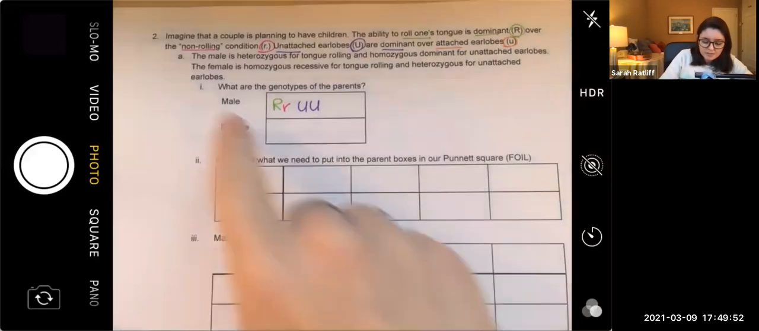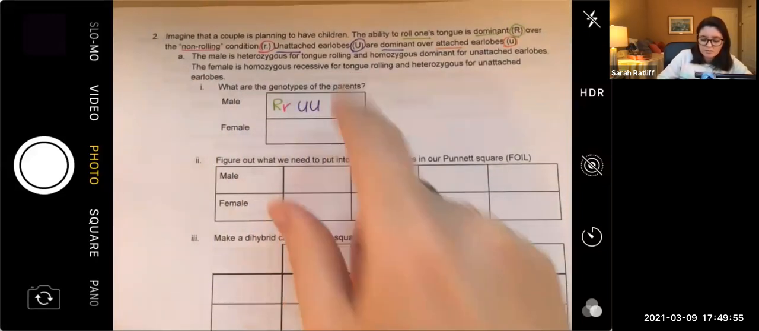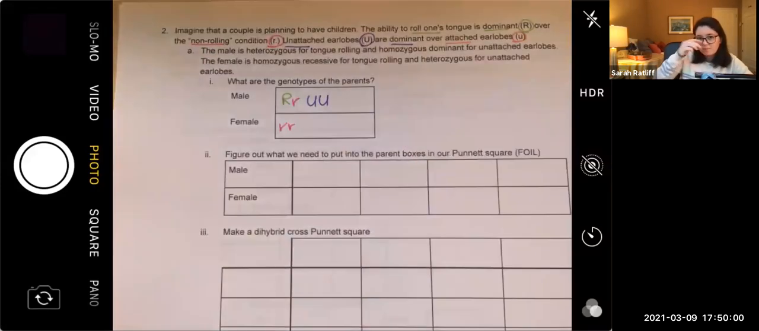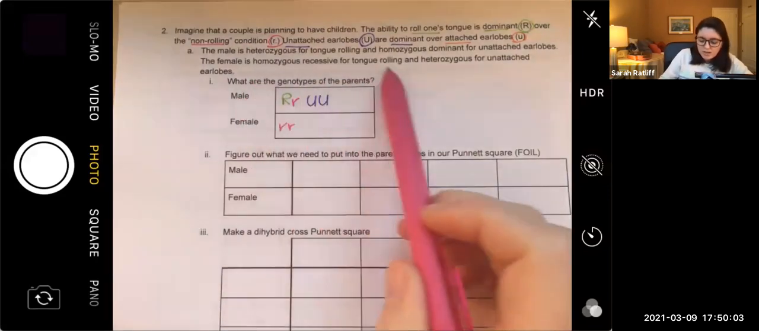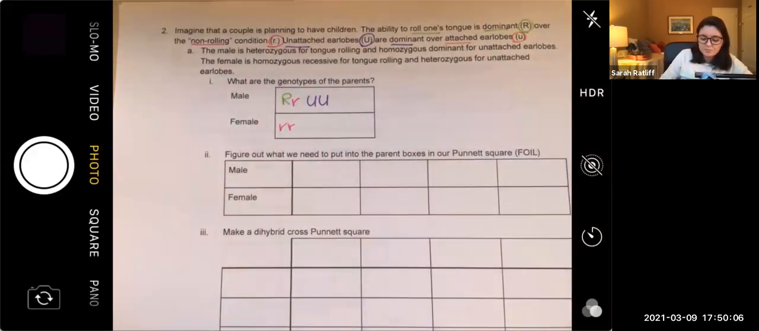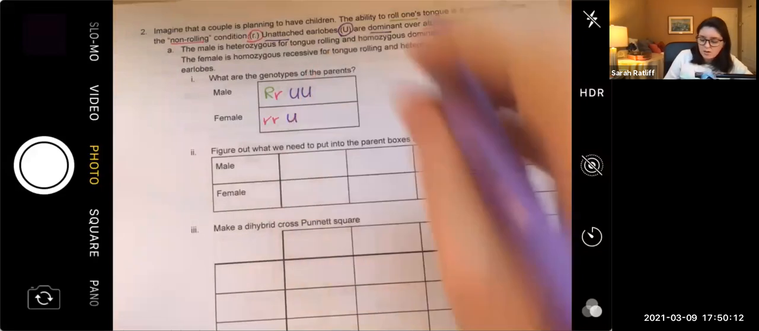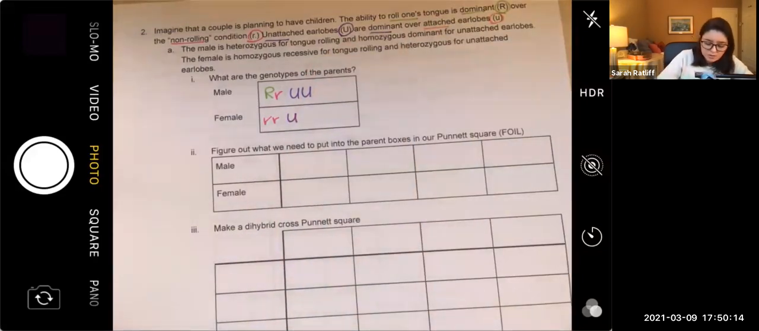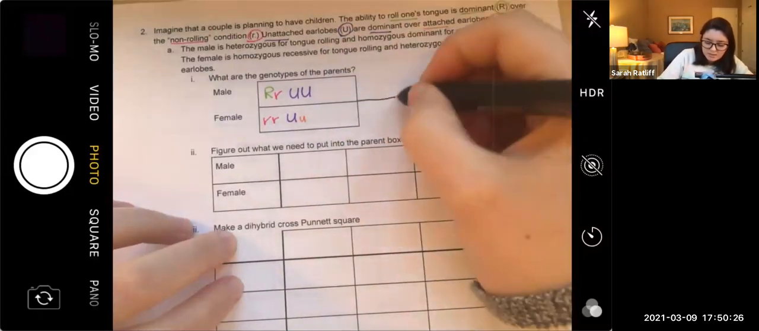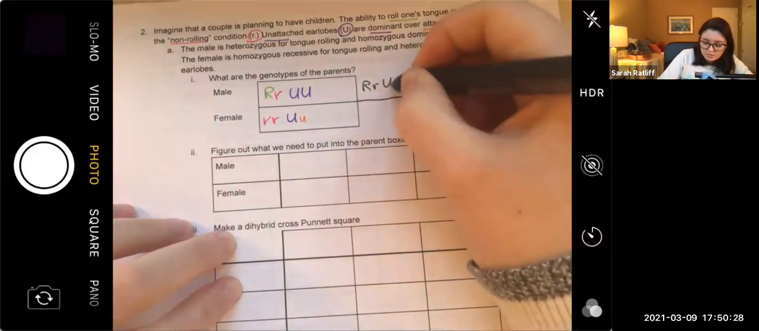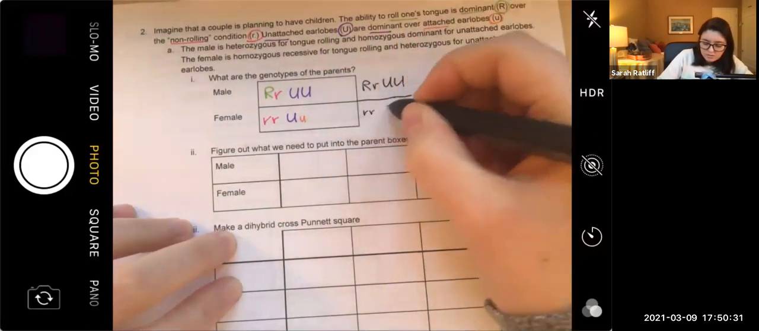All right, and the female is homozygous recessive for tongue rolling. So we know that non-rolling is recessive, so she'll have little r, and she is heterozygous for unattached earlobes. So heterozygous means different, one of each capitalization, she'll get a big U, and because she is recessive, she'll get a little u as well. So she is heterozygous, one of each capitalization. Just to make things a little less crazy here, I'll also write these out in black. R, R, U, U, R, R, U, U.